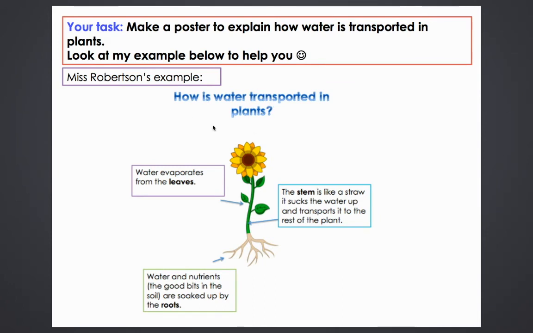So I put my title, how is water transported in plants? And then I drew a nice picture of a sunflower, because I love sunflowers, they're my favourite. And then I labelled the picture of the sunflower, explaining what happens at each part. Have a look at my example, and that should help you with yours. You don't have to draw a sunflower. Maybe you could draw your favourite flower. Okay, I hope you enjoy that activity.